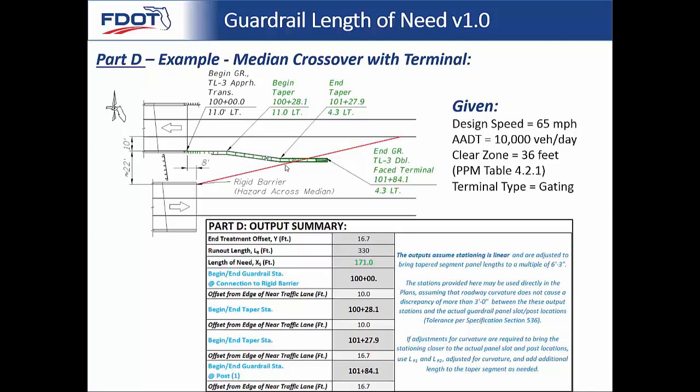And so the idea was to get as close as possible to reality. And now I just mentioned curvature. So the way we handle it here is if there is curvature on the roadway, the idea is that it would likely have a lot less effect on the conflicting difference between the distance from station to station versus the actual guardrail length. The reason for that is because we're dealing with medians.